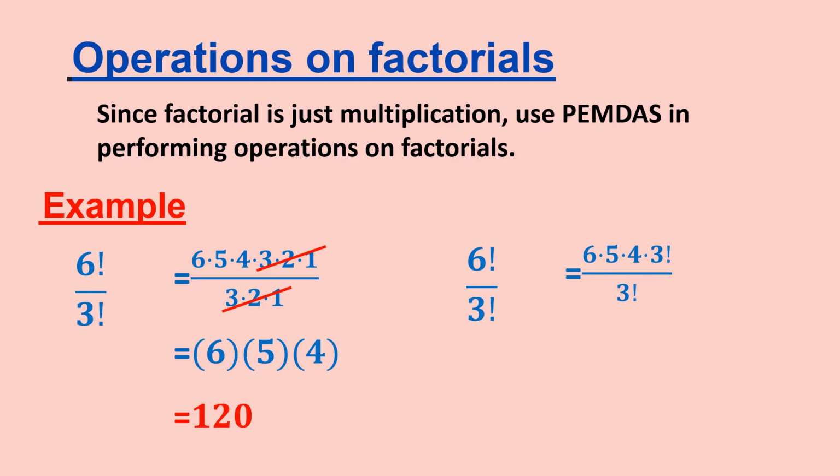So we use recurrence relation on 6 factorial where we expand it up to 3 factorial so that we will have 3 factorial on the numerator and 3 factorial on the denominator, and you can cancel those 3 factorial now, and that will give us 6 times 5 times 4, which will give us 120. So you may use any of these methods to solve for dividing your factorials. So let's have another one.